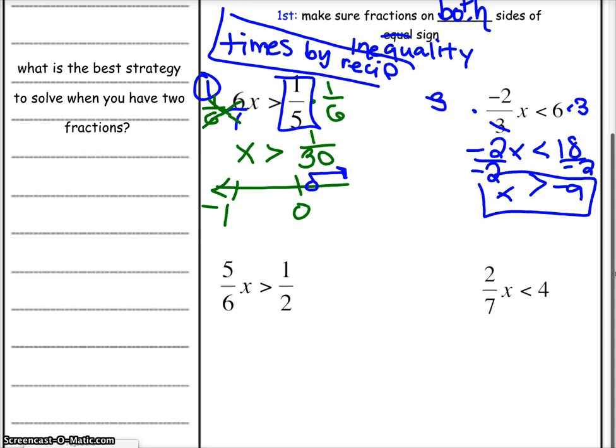Two fractions. So do you think I should do reciprocal, or do you think I should times through by the bottom number? If you have two fractions, I would reciprocate it because, I mean, how do you times this through by 6? It's kind of hard. You can if it's not hard for you. So I'm going to times through by the reciprocal, 6 over 5. Then I have to do it to both sides.